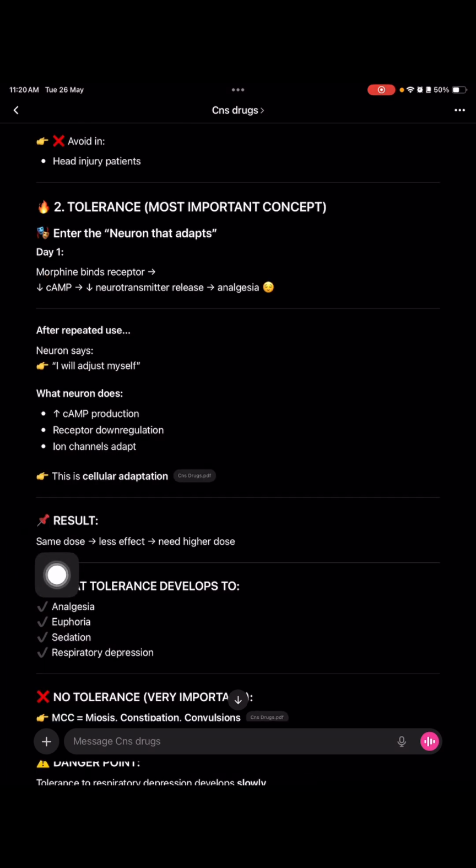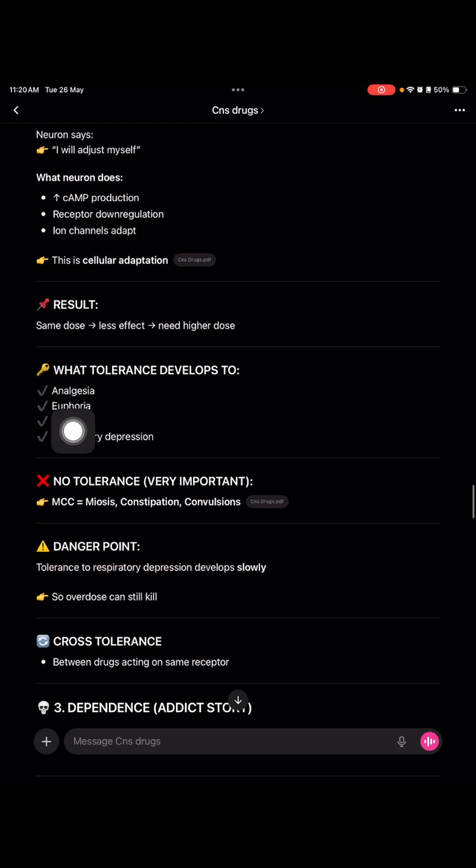As a result, the same dose will cause less effect and it will need a higher dose to act. What tolerance develops to: analgesia, euphoria?